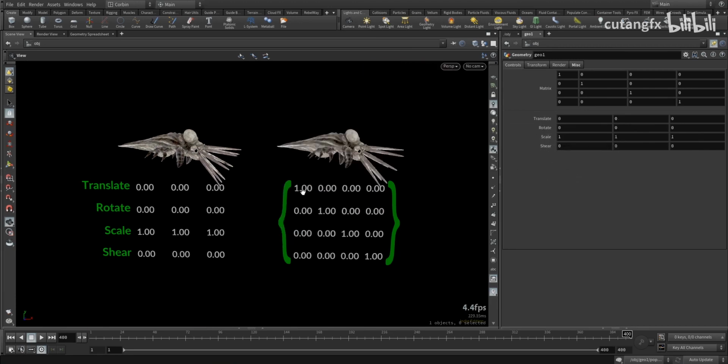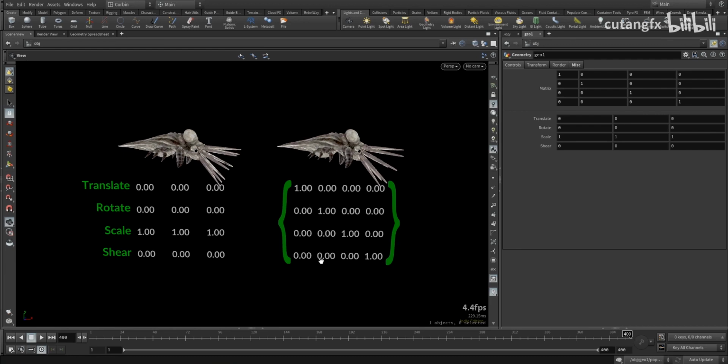So a default matrix is called an identity matrix, okay, and there are even functions for it. You find in VOPs and VEX, there's an identity. So in VOPs, you just create a constant and set it to matrix. In VEX, you'll find an ident function, which creates an identity matrix.